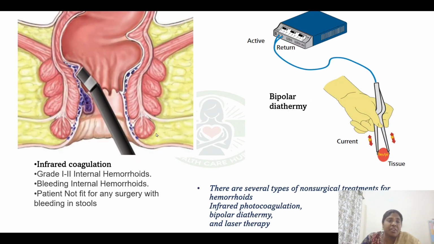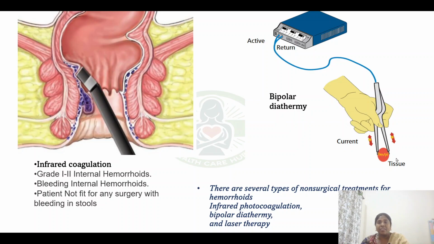So when you look at the infrared coagulation, that is for grade 1 internal hemorrhoids. This particular treatment is useful for grade 1 and grade 2 internal hemorrhoids. Then when there are internal bleeding hemorrhoids and the patient is not suitable for surgery, this infrared coagulation is useful. Then the other one is bipolar diathermy.